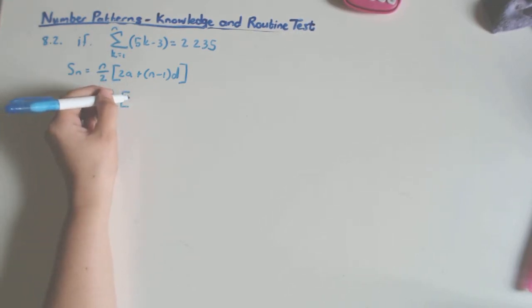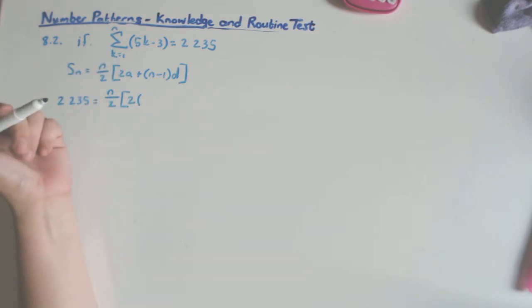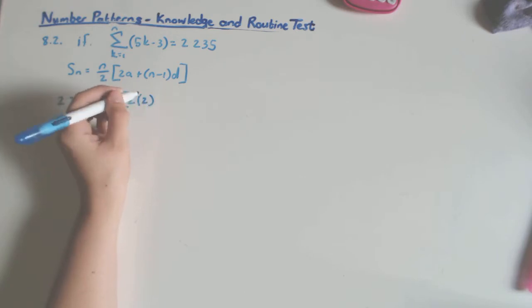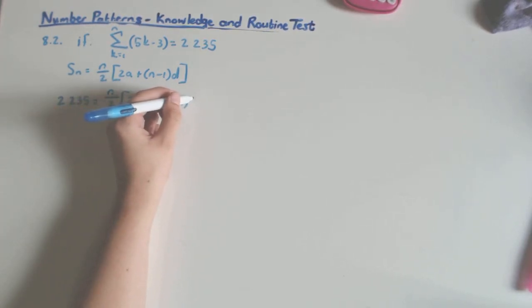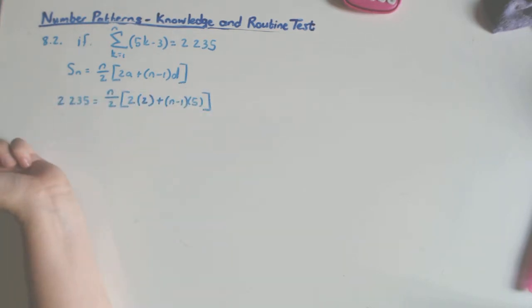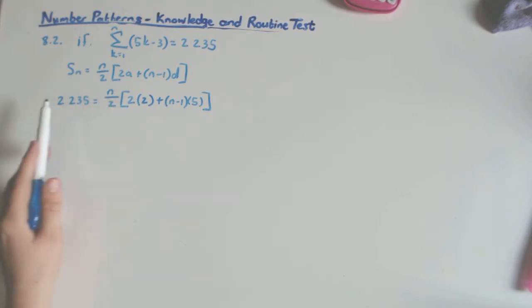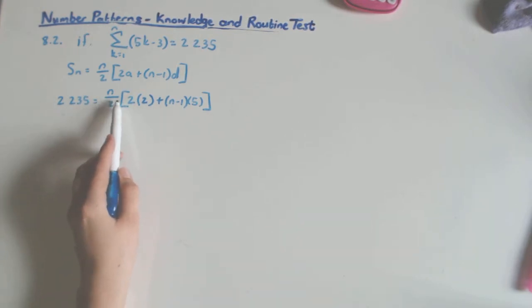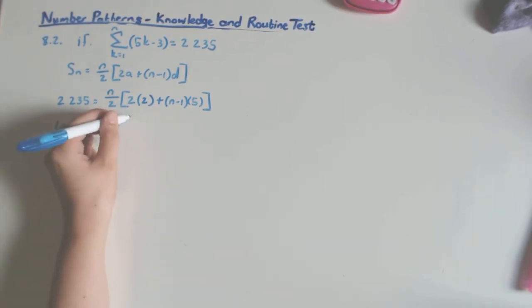But I know my first term is 2. I just work it out in the table. And I know my constant difference is 5. Okay, so now I've just got an equation that I must simplify a bit. Going to multiply both sides with 2 to get rid of this. So 2235 times 2 is 4470.